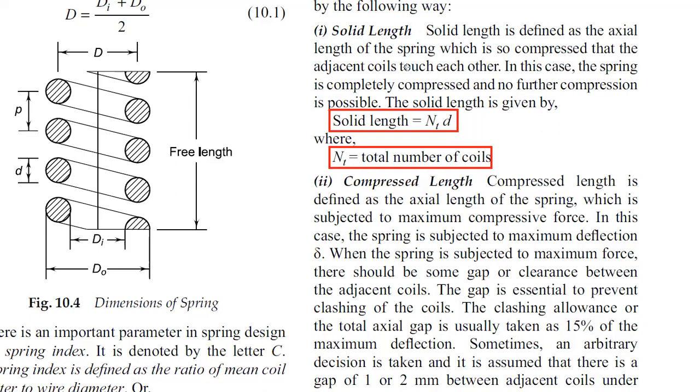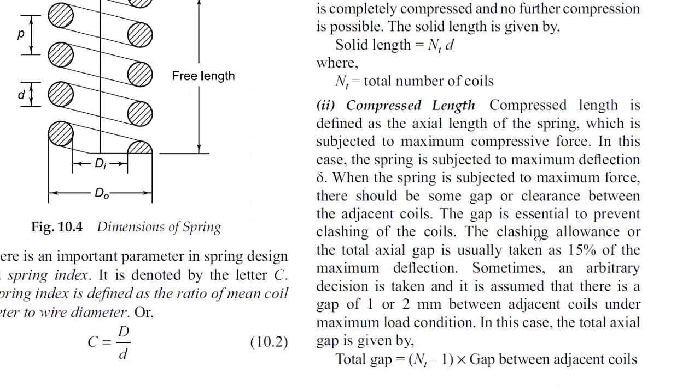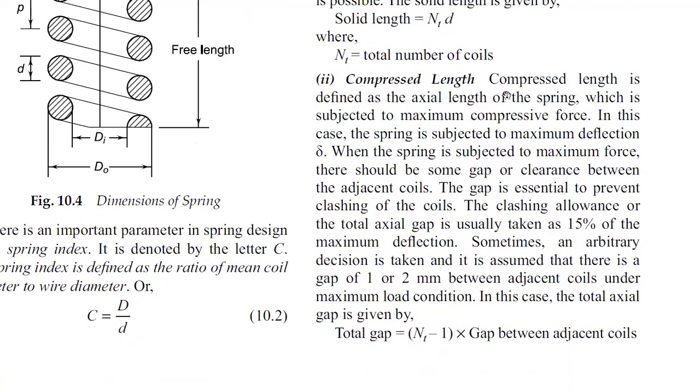So the solid length means the number of coils multiplied by the wire diameter. You can easily visualize the solid length by utilizing this equation. Now, if I say compressed length, what is the meaning of compressed length? It is defined as the axial length of the spring which is subjected to maximum compressive force.